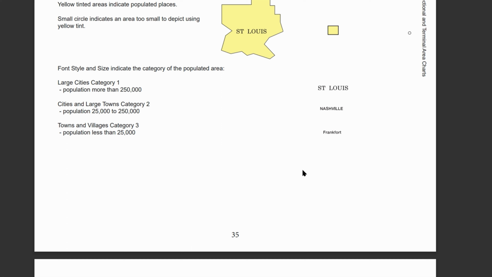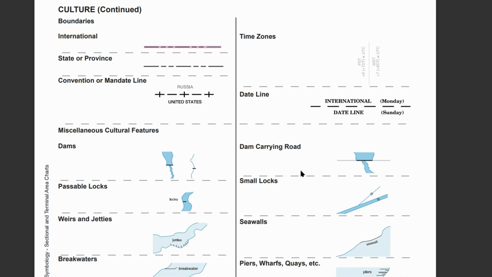That number is just one you're going to have to remember. Let's talk about boundaries. You have international boundaries, you have state or province boundaries, and you also have convention or mandate lines. This is just something you're going to have to remember. International just has a red line. State or province is basically the same thing as international, just without the red line on it. And then convention or mandate line is the same line, but it has a dash on every other one. You have time zones, so this is pretty informative. It'll tell you what the actual time is. So like for this one, it's a specific time. You have your date line.